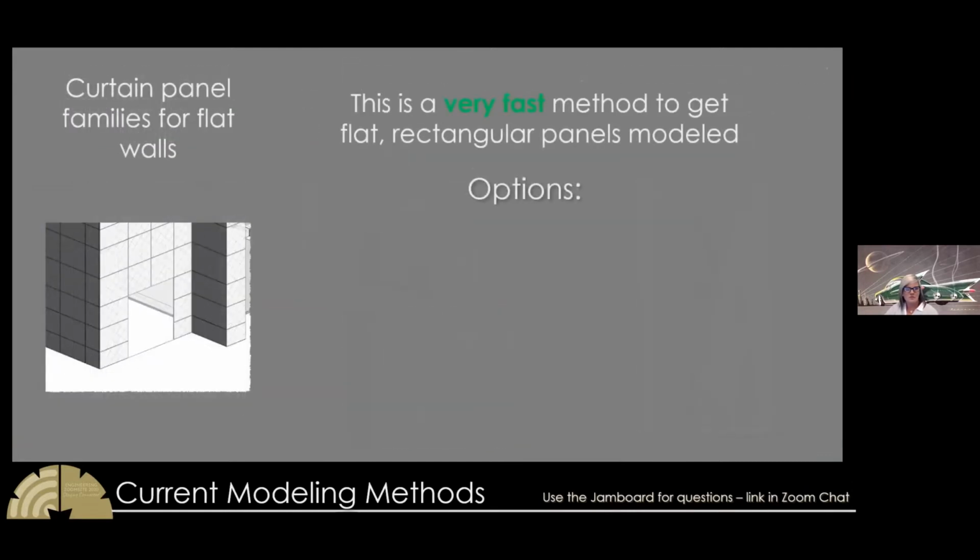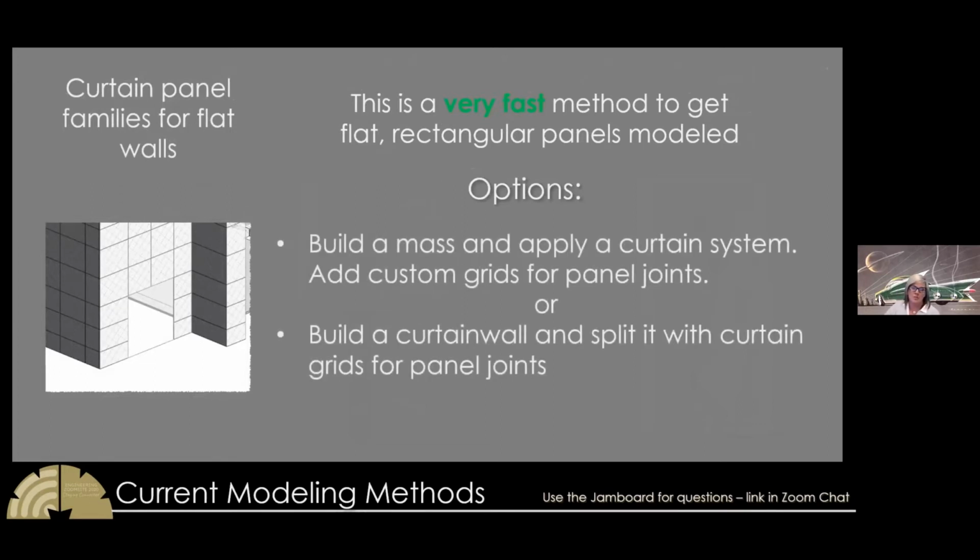So when we're using the curtain panel families, that is the fastest way to get a panel wall built in. A couple ways to go about it. You can build a mass and apply curtain systems and curtain grids for the panel joints. You could build a curtain wall and switch out that glazed panel with the appropriate metal panels. So this is all still stuff just to kind of experiment with and find what works best.